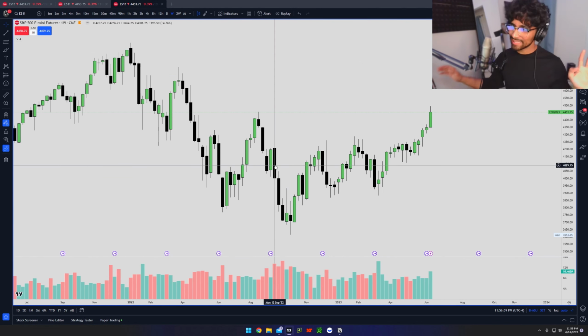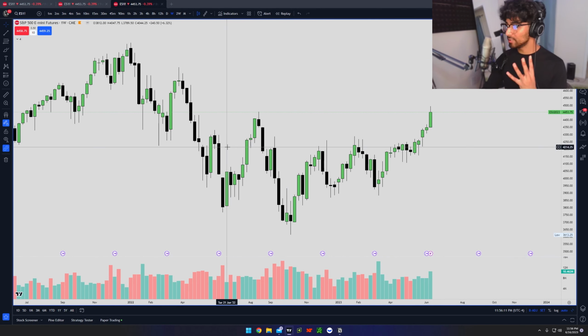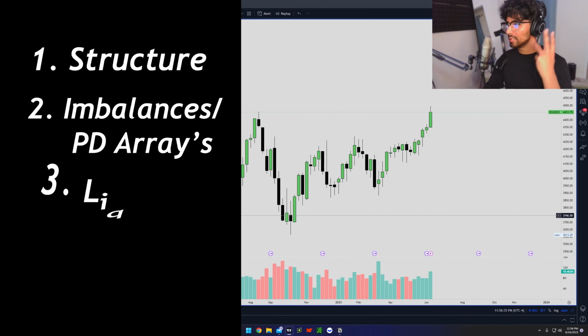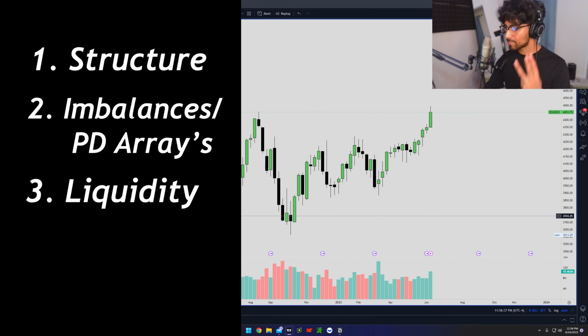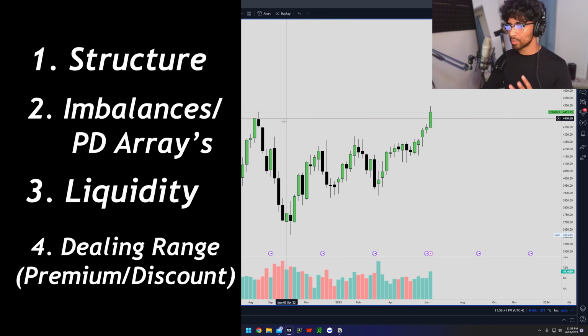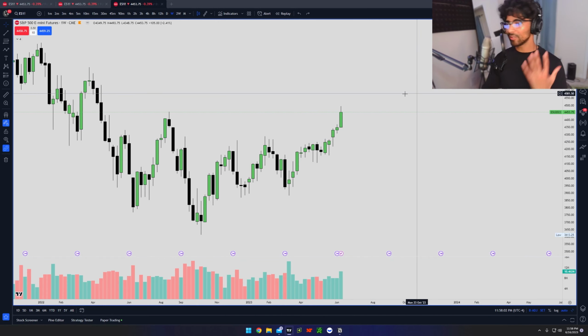Alright, now we got a clean canvas. There are 4 things you should be looking at on each time frame. Those 4 are structure, imbalances / PD arrays, liquidity, and then last but not least, dealing ranges, premium or discount. Are we in a premium or discount? Y'all know that. If you know those 4, you'll be able to identify the daily bias fairly easy, you feel me? Now let's start with structure.